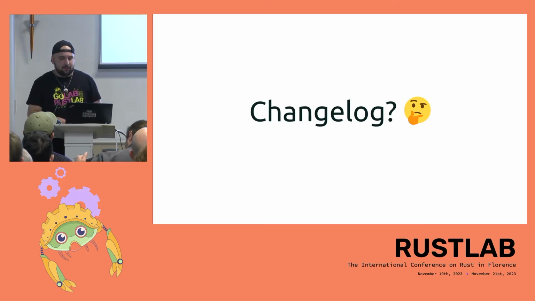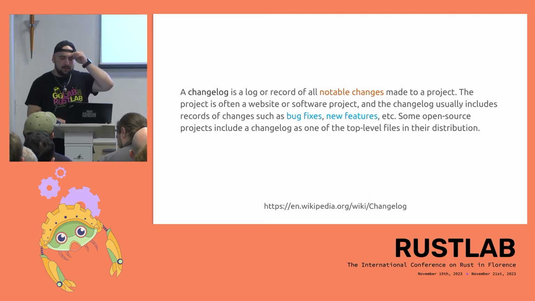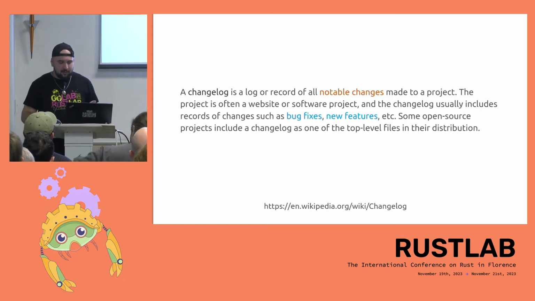But before jumping right into the changelog generation, let's take a look at the description of changelog. According to Wikipedia, a changelog is a file that has all the notable changes made to a project. It contains the bug fixes, new features, and so on. Most of the open source projects today maintain a changelog file in the repo, and it is usually a markdown file. When you clone the repo, you can see it in changelog.md. So that's basically the changelog.